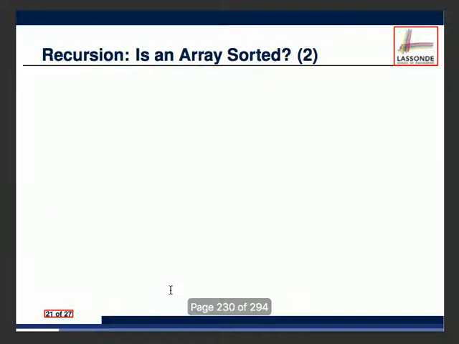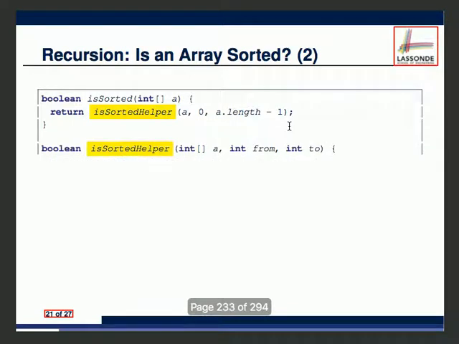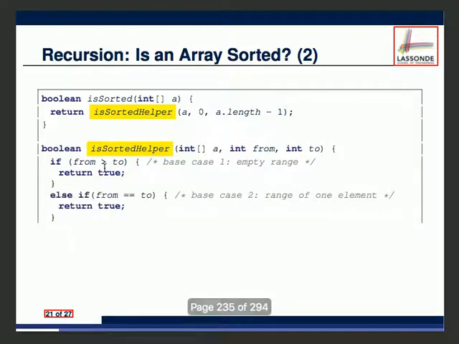Let's see the Java code, and then we'll try to trace it. How do we define this? isSorted makes a recursive call to the helper method. We'd say isSortedHelper, and we're still going to consider the whole array to begin with, so that'll be from 0 to a.length minus 1. You can see this part is almost identical to before, except for the method name. You will also see that from larger than to is again the base case, which means an empty array. The reason is as before: if from is larger than to, return true, because you cannot find any counterexample. If from is equal to to, that means a single element subarray.